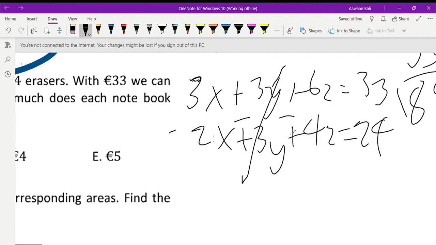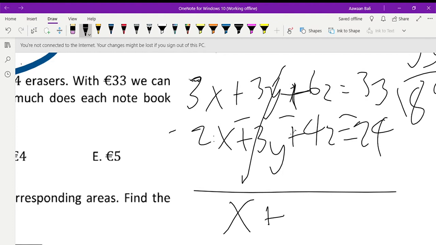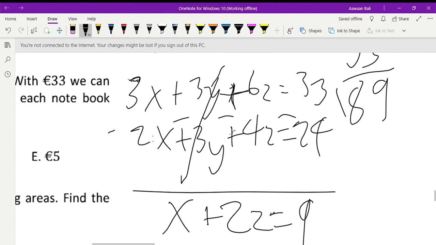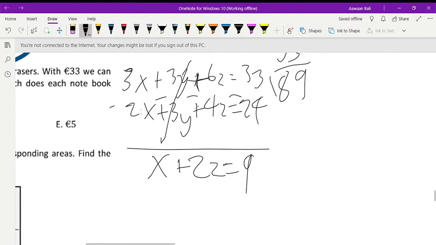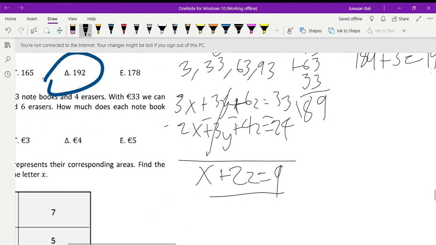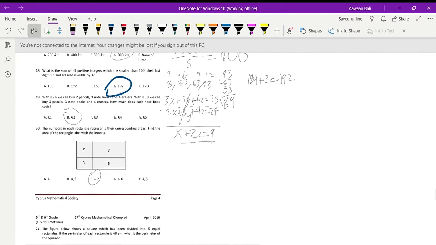Now basically the cancel is 0, so we don't have to focus on that. Now we just have to do the rest. So 3x minus 2x is x. 6z minus 4z is 2z. So x plus 2z. And now 33 minus 24 is 9. So x plus 2z is equal to 9. So this is another equation that we're going to use to substitute.